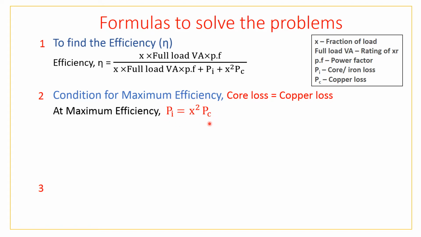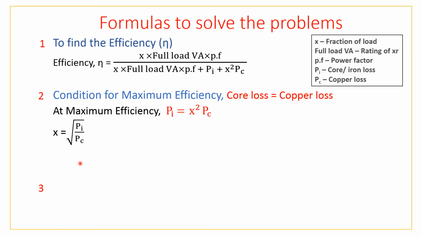Very important. So now what is this X? If PI is equal to X square PC, then X is equal to root of PI by PC. So if you get PC here, this will be PI by PC. So X square is equal to PI by PC. Therefore X is equal to root of PI by PC. So we know that X is the fraction of load, right? So at this load, the efficiency will be maximum.